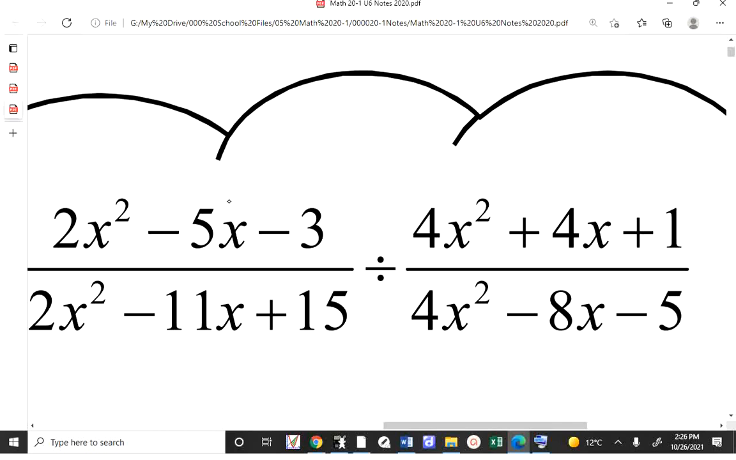Okay? This is one question. It might be one multiple choice question on an exam. And I'm telling you that you have to factor 2x squared minus 5x minus 3 and 2x squared minus 11x plus 15 and 4x squared plus 4x plus 1. And you also have to factor 4x squared minus 8x minus 5. If it's taking you 3 minutes to factor each of those, that's 12 minutes of your exam, and you haven't even gotten to the content of this unit yet. That's the first step to factor everything.